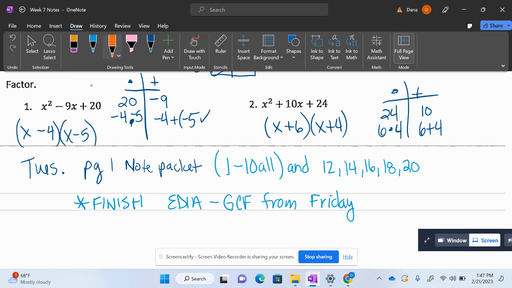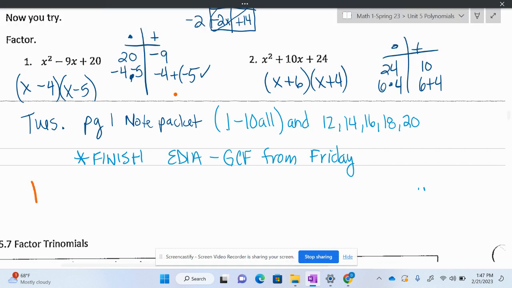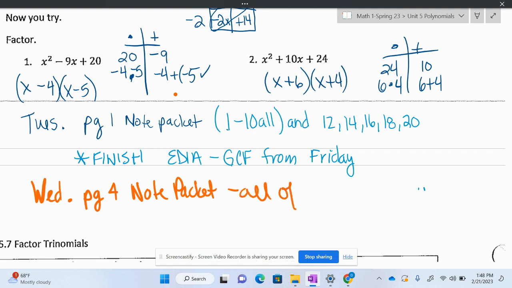Tomorrow, in case I don't see you, and again, this is in the module for tomorrow as well, but I just want to make sure that you understand. So for tomorrow, you are going to do page 4 of your note packet. And you're doing all of it. You have 90 minutes. I'm not teaching you a lesson. 16 questions. You'll be fine. You're doing all of that. It's just like what we did.